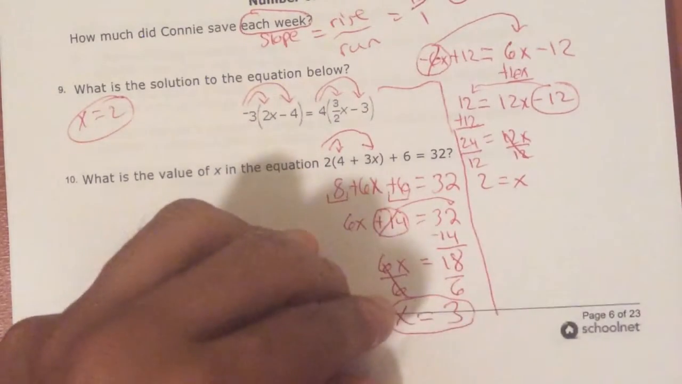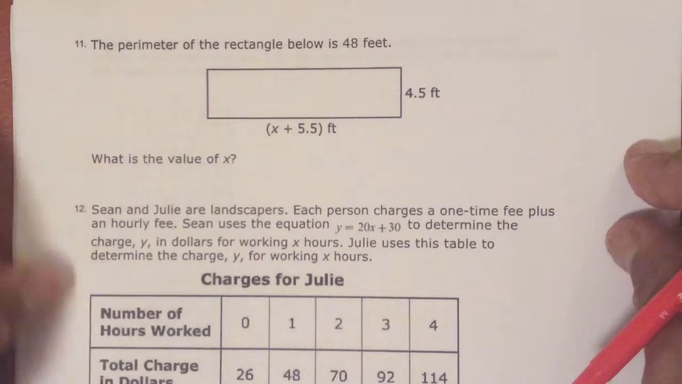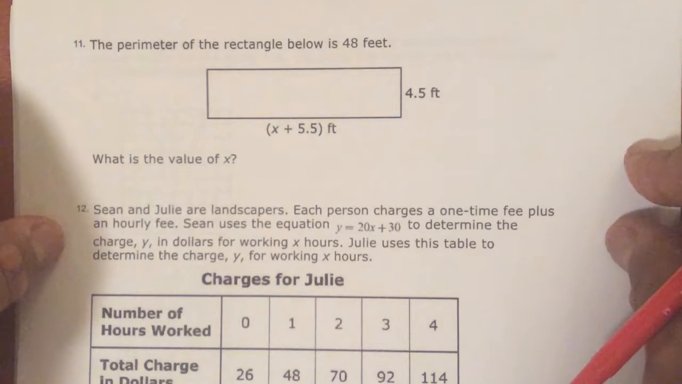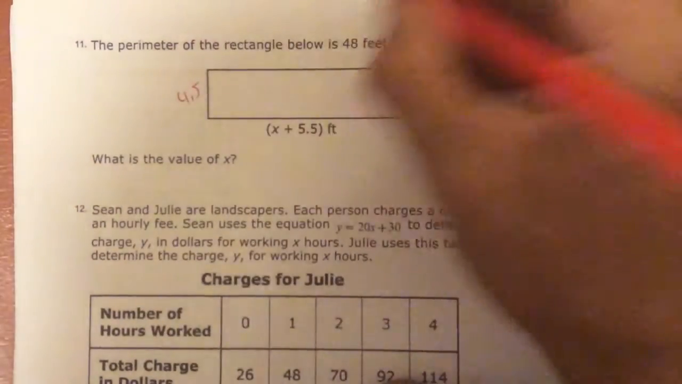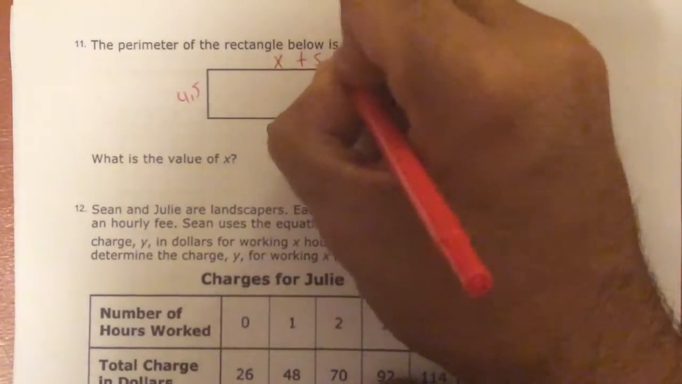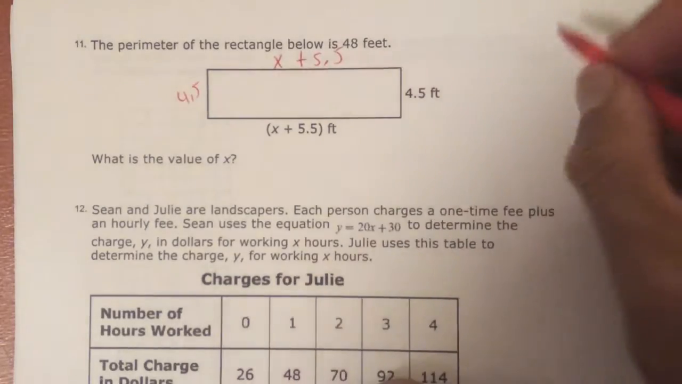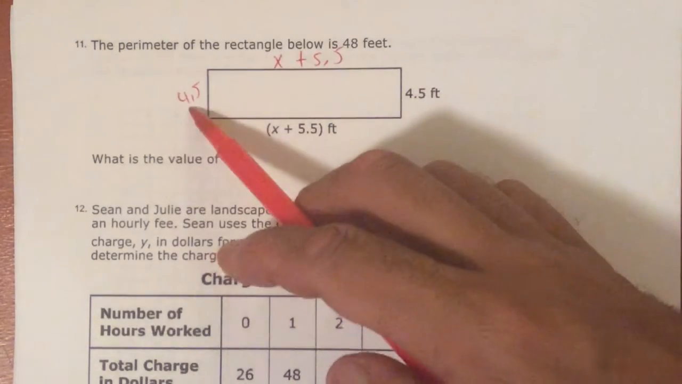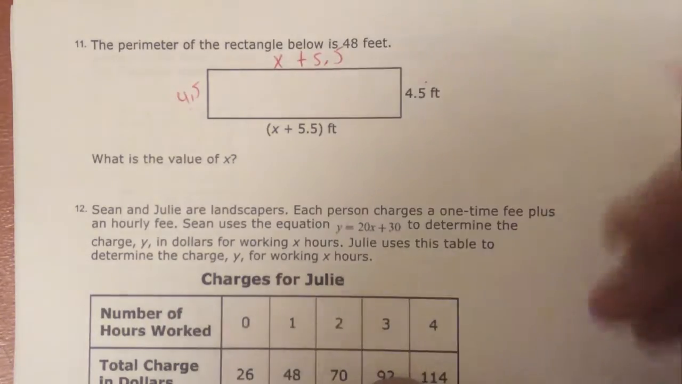Okay, let's move on to the next problem. Number 11. The perimeter of the rectangle below is 48 feet. What is the value of x? So first thing I need to do is transfer my measurements all around this rectangle. And remember, if you're dealing with the perimeter, you got to do side 1 plus side 2 plus side 3 plus side 4.